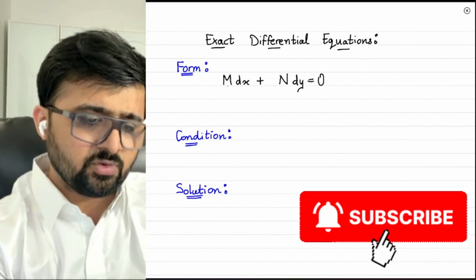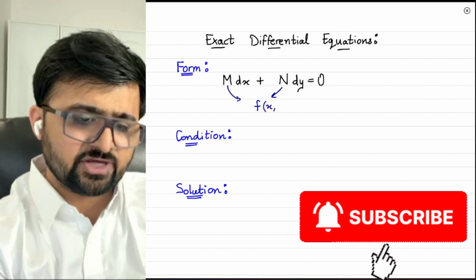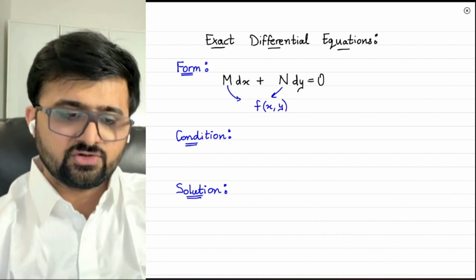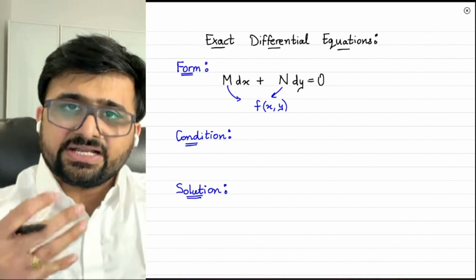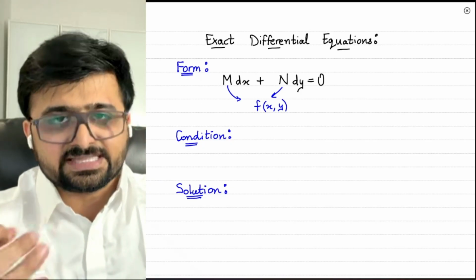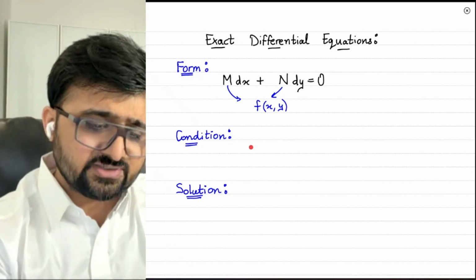Here, both M and N are functions of x and y. Okay, M is a function of x and y, and even N is a function of x and y. Remember that. Now, there is a condition that should be satisfied in order for the equation to be considered exact. Okay, what is that condition? Let's look at that. So the condition is you take two derivatives.